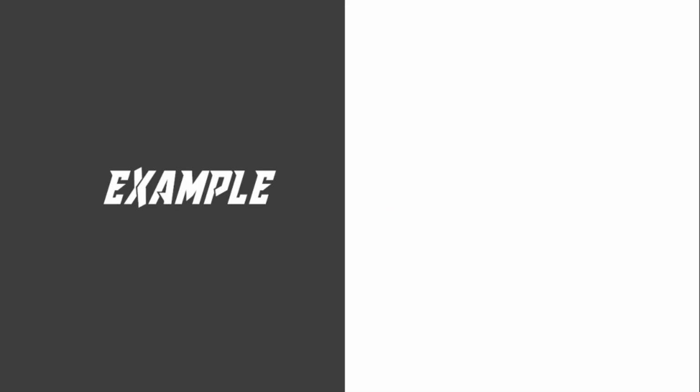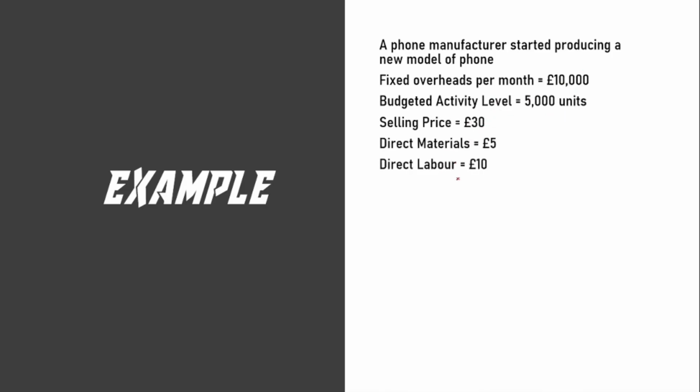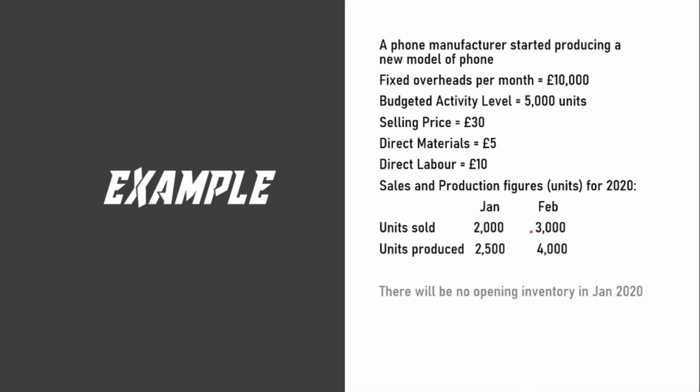Okay, so let's look at an example. Let's say a phone manufacturer starts making new phones, and their fixed overheads per month will be £10,000. Their budgeted activity level is 5,000 units. They're willing to sell the phone for £30. They have direct materials and labour with these costs. The sales and production units for 2020 are as follows, and there will be no opening inventory at the start of January. And the question asked us to prepare the marginal costing statement.